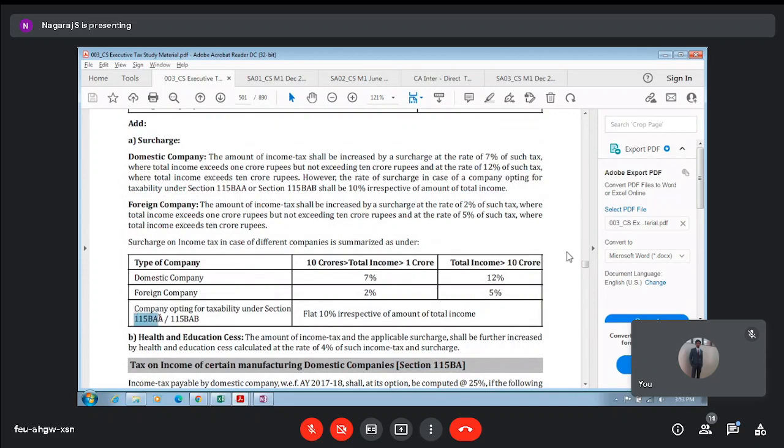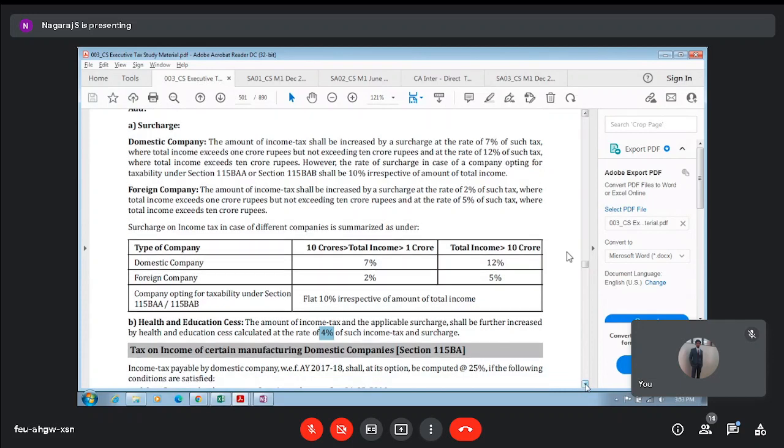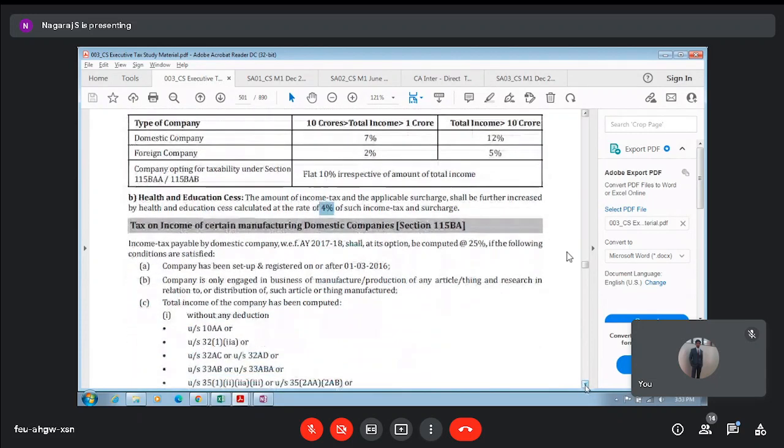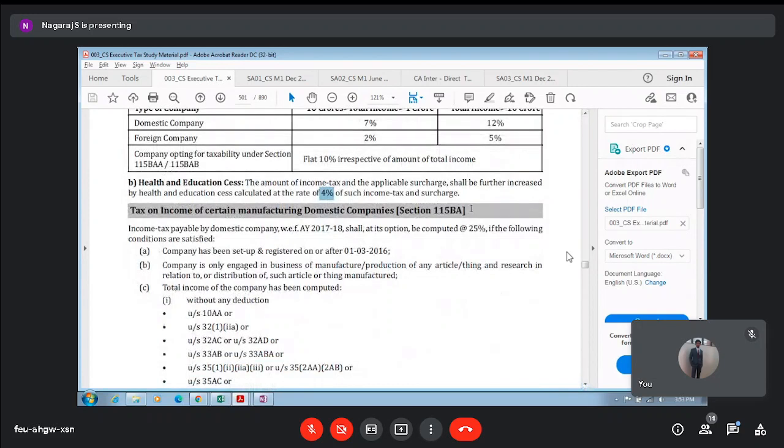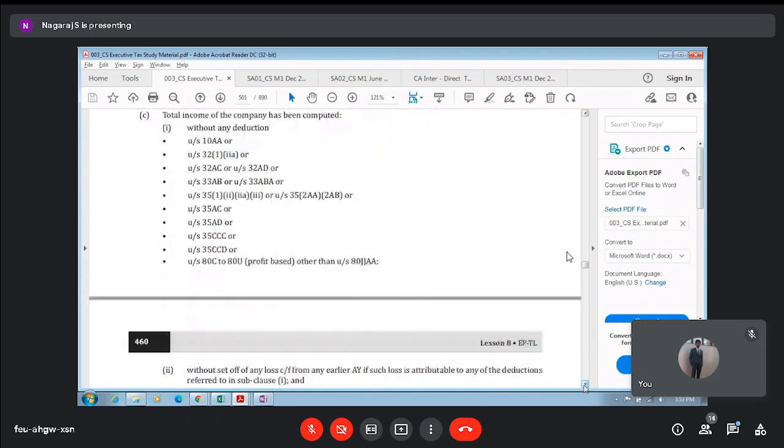Companies opting for 115BAA, 115BAB, we saw not 22%, 25%, those kinds of companies, get a flat 10% surcharge irrespective of their income. Obviously, 4% HEC will be applicable to all companies, on tax plus surcharge. Okay, 115BA I told. What are all the things they need to forego?